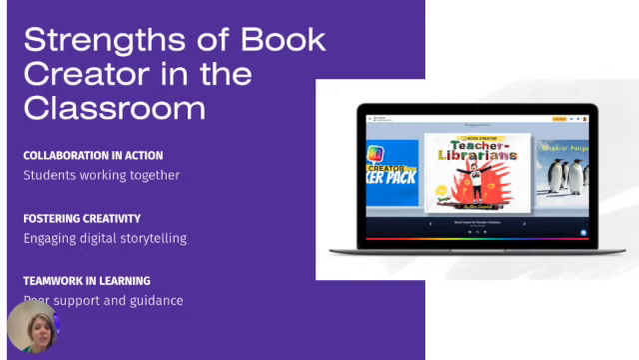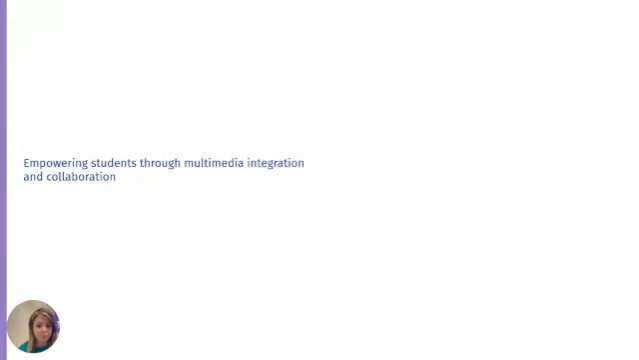Okay, so some strengths of Book Creator in the classroom, and I know we've already touched on so many of these, but is that collaboration in action as students are working together. They're fostering creativity through the engaging digital storytelling, and then they're just building that support amongst each other.